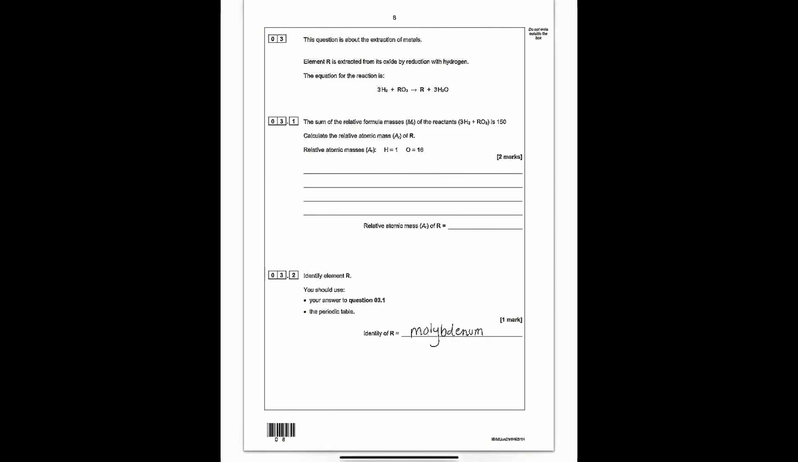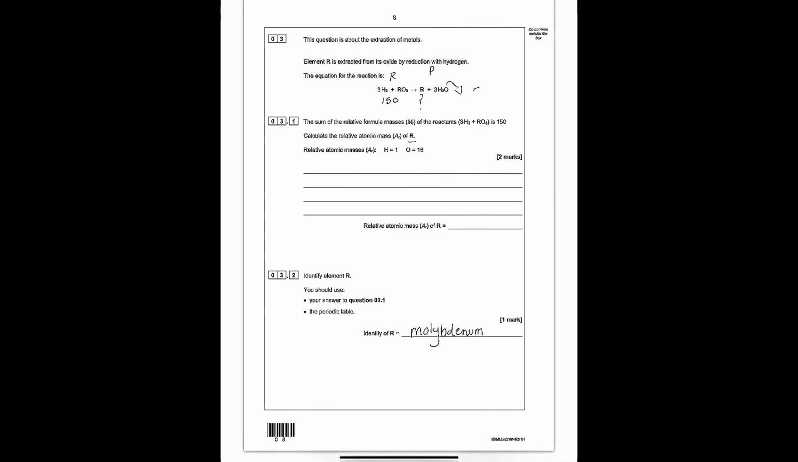The sum of all the relative formula masses of the reactant side is going to be 150. So we can write down here, that's the reactant side, and that's going to be 150. It wants you to calculate the relative atomic mass of R, which is the unknown on the product side. So that is what we need to work out. So first we need to work out the relative formula mass of water. I have already worked it out, and it is 54.